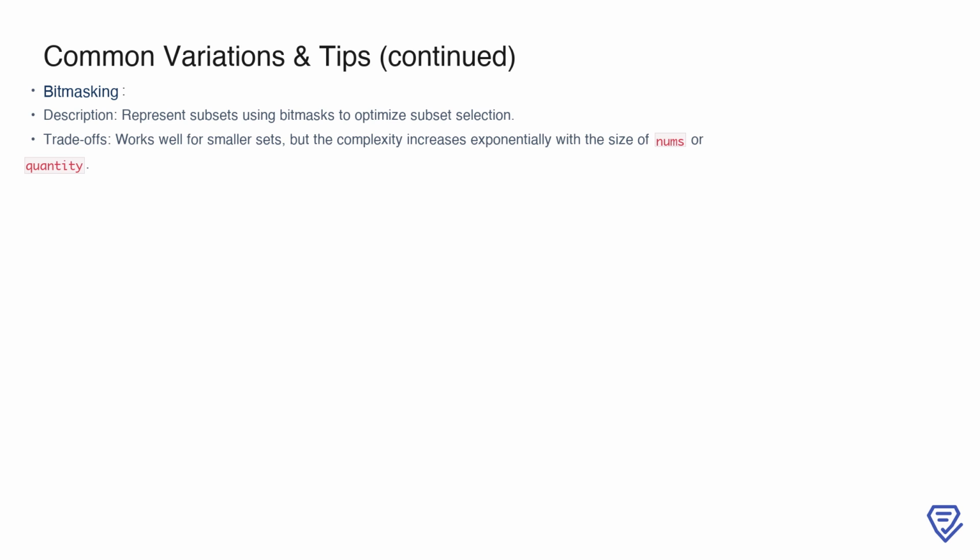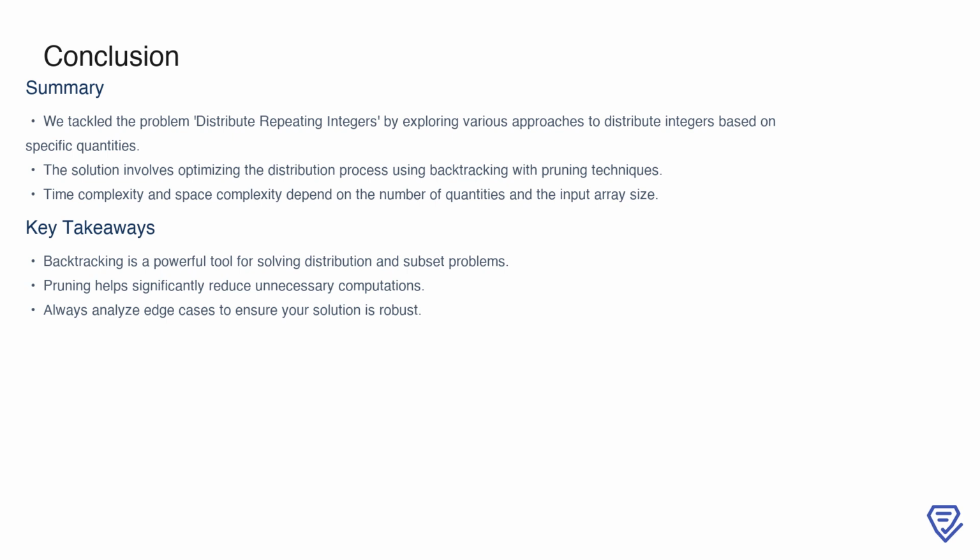Ultimately, while alternative approaches like greedy strategies, dynamic programming, or bit masking can be insightful, backtracking remains the most robust and versatile solution for this problem, especially when combined with techniques like pruning and frequency pre-computation. Great job! To recap, we explored the problem Distribute Repeating Integers, applied backtracking with pruning, and discussed key takeaways for solving similar problems.